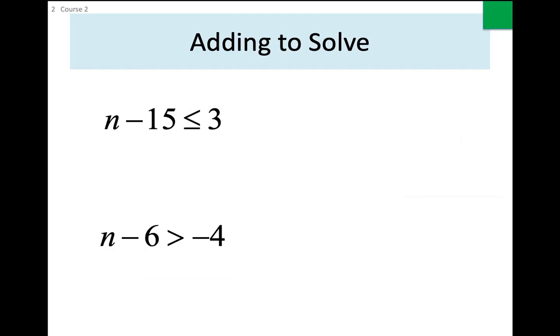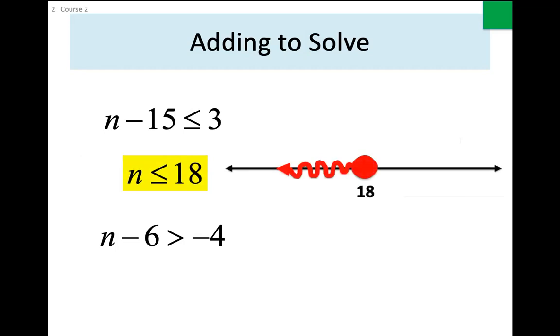Can I have the worksheet? No. All right, here we go. First one, let's see. I got to get rid of -15. So I add 15 to both sides. 3 and 15 is 18. So I get n is less than or equal to 18. That's going to be closed circle, shade left.